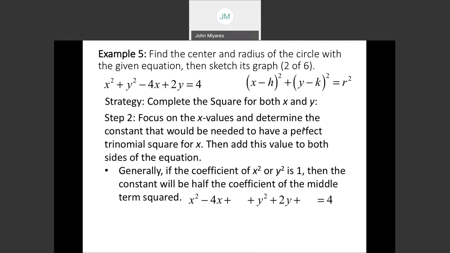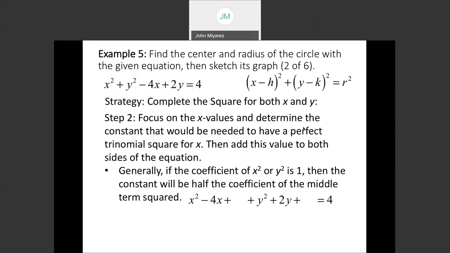Step 2, we're going to look at the x values and determine the constant that would be needed to have a perfect trinomial square for x. A perfect trinomial square is a trinomial where, when you factor the expression, you get two equal binomials being multiplied, or rather a binomial being squared. If you recall from your factoring experiences from previous courses and an understanding of the FOIL method, to figure out the correct constant term, take the coefficient of the middle term, cut it in half, and square it. This process will work as long as the lead coefficient, that is the coefficient of the x squared term in this case, is 1.